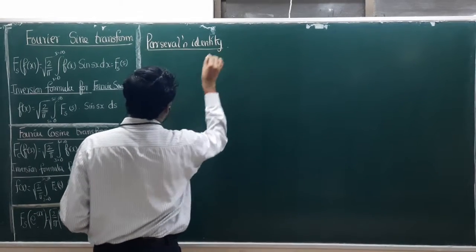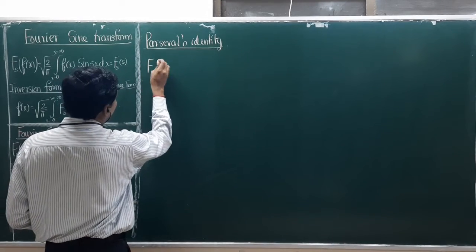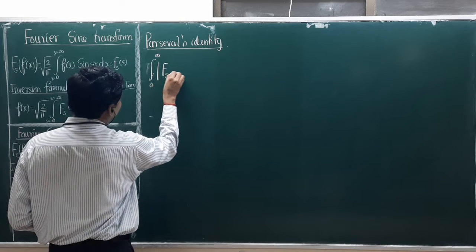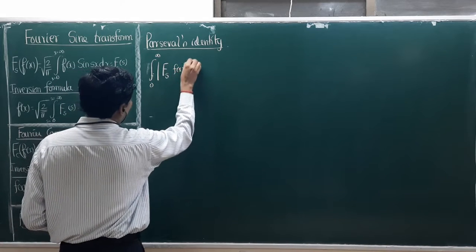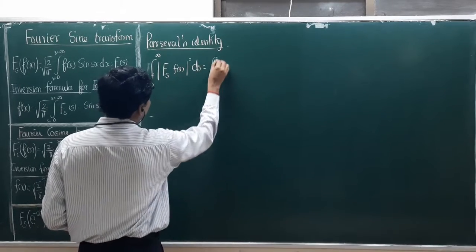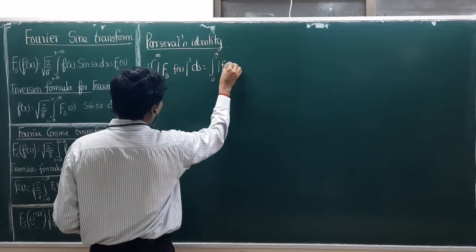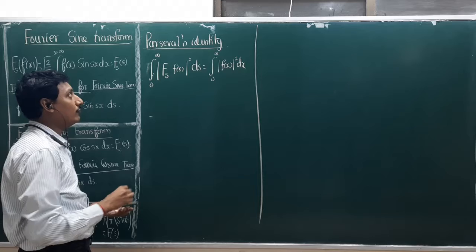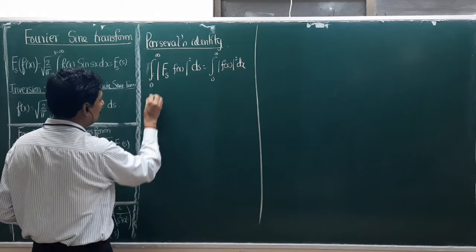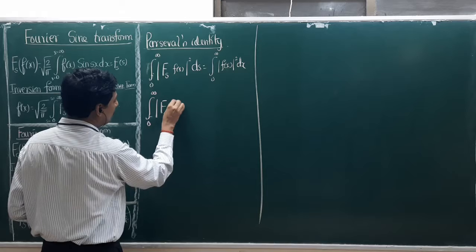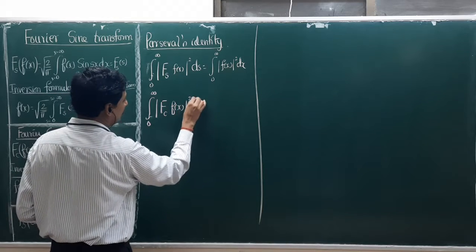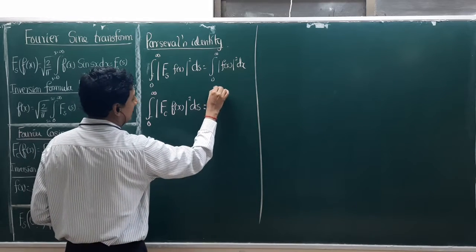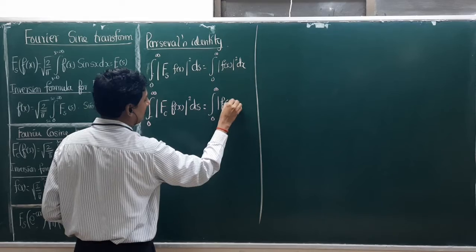Parseval's identity for the Fourier sine transform: the integral 0 to infinity of modulus of the Fourier sine transform of f of x to the whole square ds is equal to the integral 0 to infinity of modulus of f of x to the whole square dx. So this is the Parseval's identity for the Fourier sine transform. For the cosine transform, it is the integral 0 to infinity of modulus of the Fourier cosine transform of f of x to the whole square ds, because s is the input variable. Here on the other side, x is the variable.